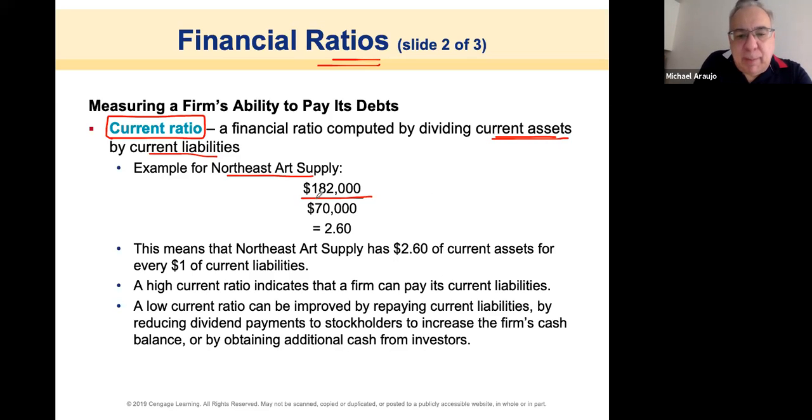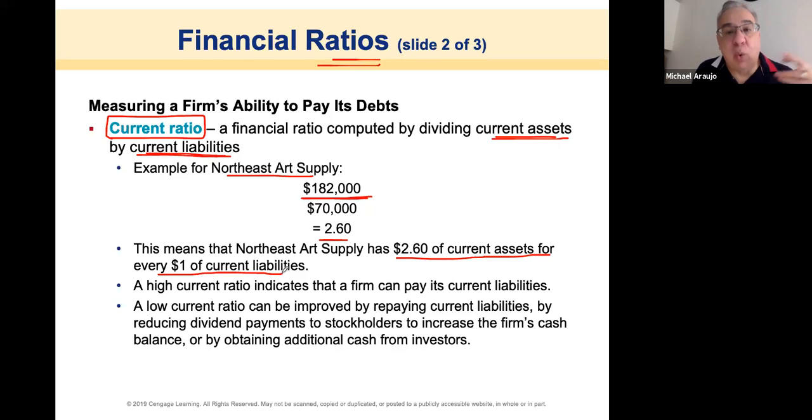And when you compare that with $70,000 of current liabilities, this is the amount of debts that they owe this year, the ratio is 2.6. Now, what does that mean? That means they have $2.60 of current assets for every dollar that they owe in current debt. And so this company is in excellent shape.